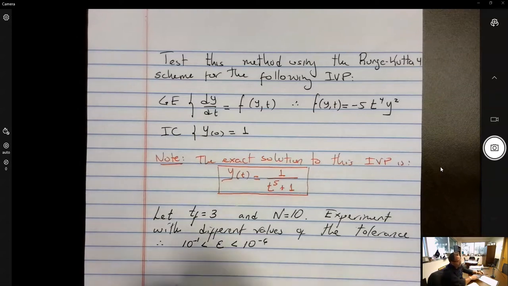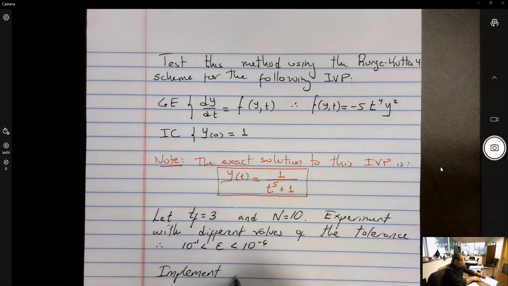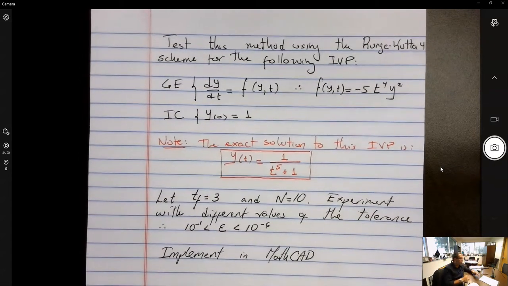All right. So, and then implement this. Well, you need to implement it to be able to play with the tolerance. Implement in MathCAD or MATLAB or any other programming language of your choice. You're free to write your solution to your algorithms, or translate the ones that I provide for you. But that's the idea. All right. So let's see what happens.